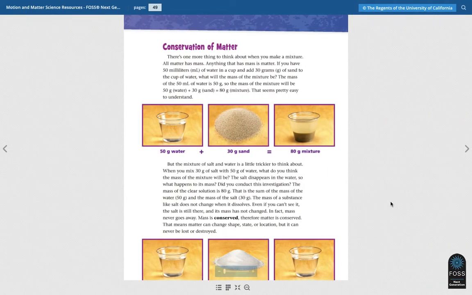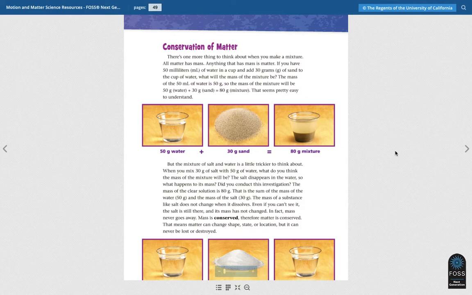Conservation of matter. There's one more thing to think about when you make a mixture. All matter has mass. Anything that has mass is matter. If you have 50 milliliters of water in a cup and add 30 grams of sand to the cup of water, what will the mass of the mixture be? The mass of the 50 milliliters of water is 50 grams. So the mass of the mixture will be 50 grams of water plus 30 grams of sand equals 80 grams of total mixture. That seems pretty easy to understand.